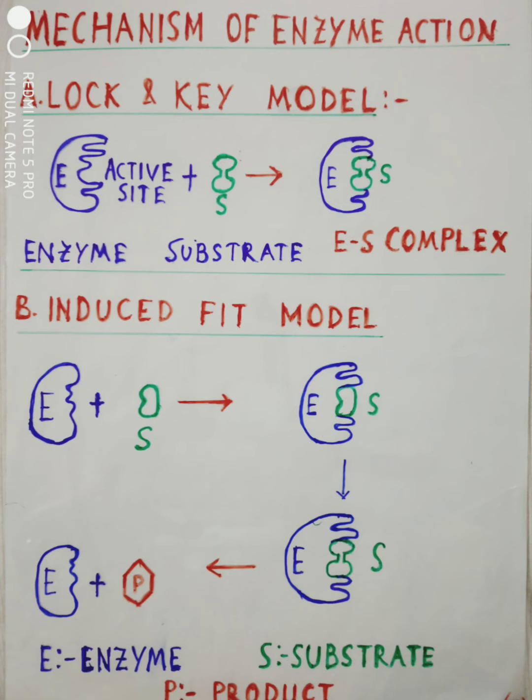Lock and key model or rigid template model of Emil Fischer. You see the upper part of the picture. In this model, the enzyme is pre-shaped and the active site has a rigid structure that is complementary to that of the substrate. This model is called the lock and key model because the substrate fits into the active site in much the same way that a key fits into a lock.